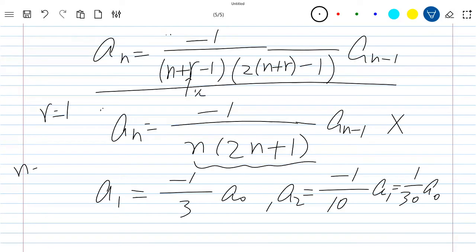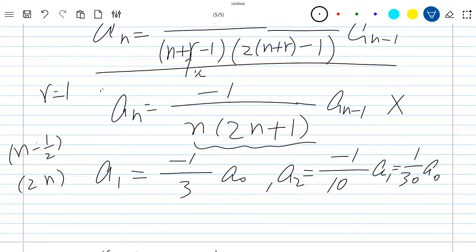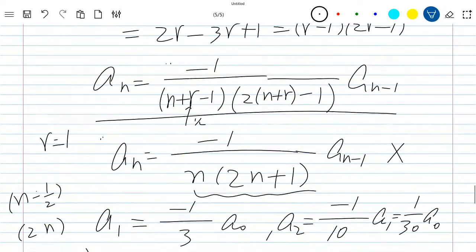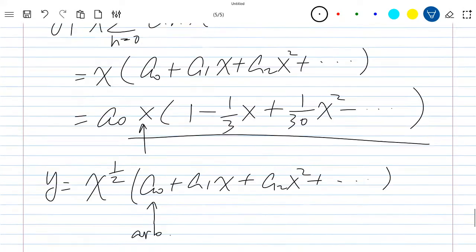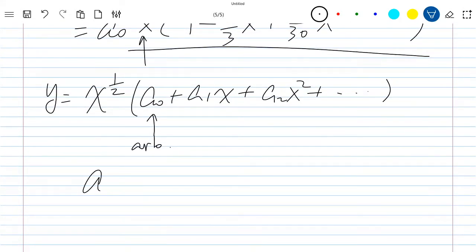You have n plus 1/2, then minus 1, so you got n minus 1/2 in the denominator. And then you have 2n plus 1, then minus 1, so it's just 2n. Right? And you can reorganize them as n times 2n minus 1. Right? So that's your new denominator. It's not n times 2n plus 1, it's n times 2n minus 1. Right? That's the difference. So an equals negative 1 over n times 2n minus 1, an minus 1.